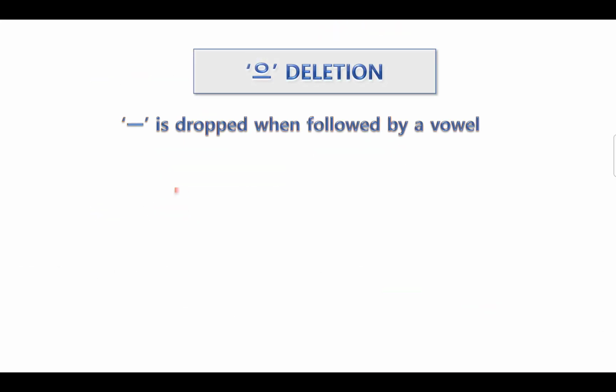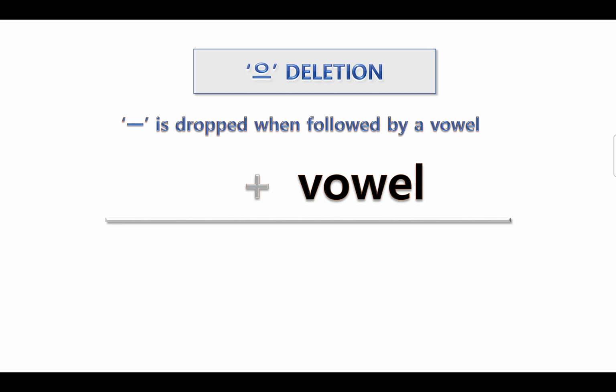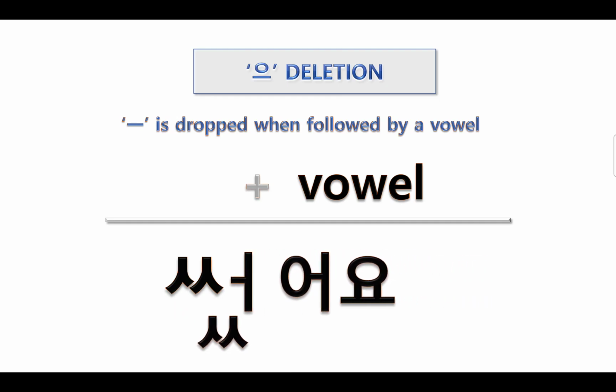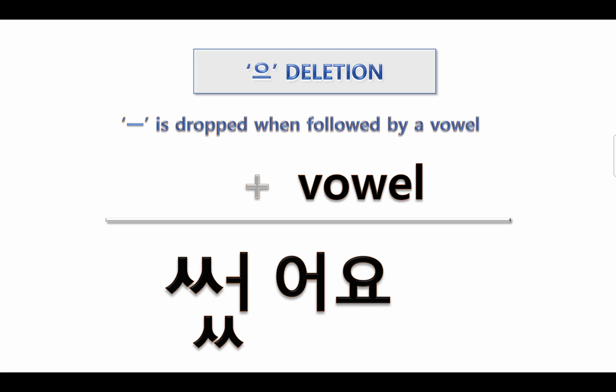Okay, ㅡ deletion. ㅡ is dropped when followed by a vowel. So ㅡ plus vowel, ㅡ is dropped. Okay, so 쓰다. 쓰 is a dark vowel, so we are going to put 어요. So here ㅡ means the other vowel, ㅡ is dropped, and the circle is also erased and then put together. 써요, and when you pronounce, ㅆ goes up, so 썼어요. I wrote in Korean, 썼어요.